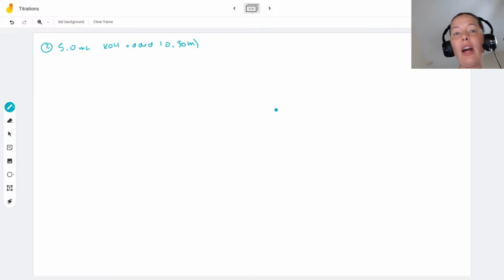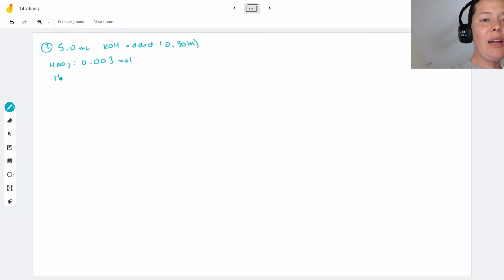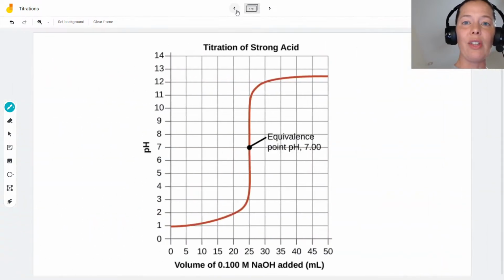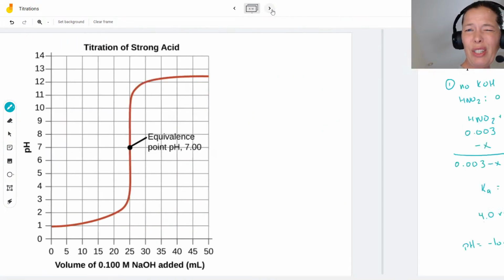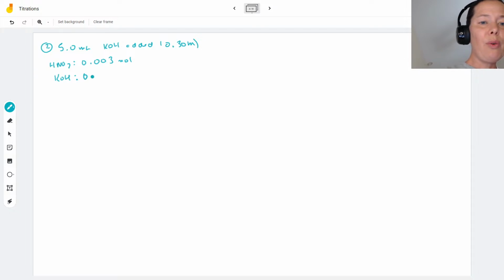I already know these moles because I've already calculated them, right? So for my nitrous acid, I have my 0.003 moles. And for my potassium hydroxide, again, I did this on purpose so it'd be easier. I did this calculation back when I did step 2 over here. So you can see I have 0.0015 moles. That is where this number of moles comes from. But I wanted to streamline a little bit. So I am going to put in my number of moles of potassium hydroxide.